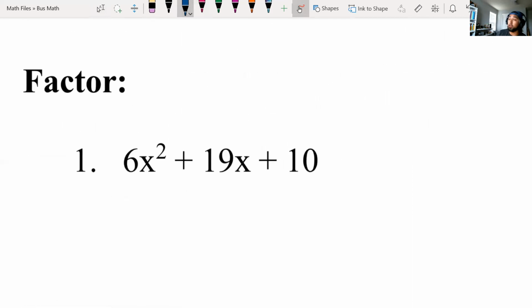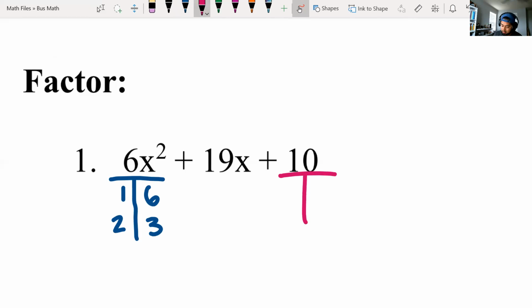So once again, if we're going to use the educated guess and test method, the first thing we do is we find all the factors of the leading coefficient. That makes 6. 1 and 6, 2 and 3. Those are the factors of 6 in order. And then all the factors of 10. 1 and 10, 2 and 5.